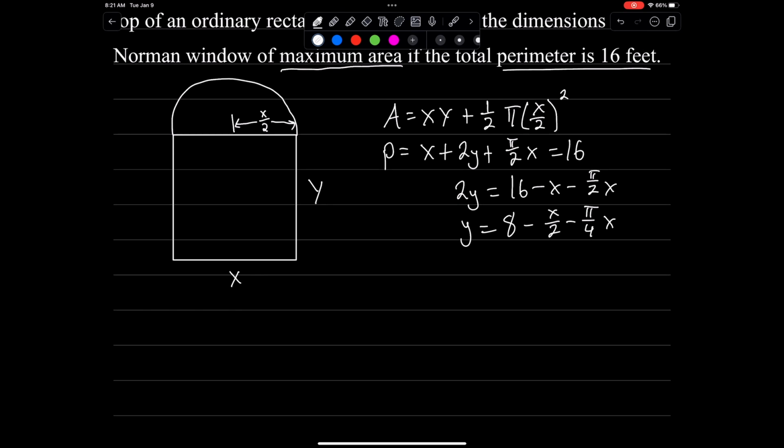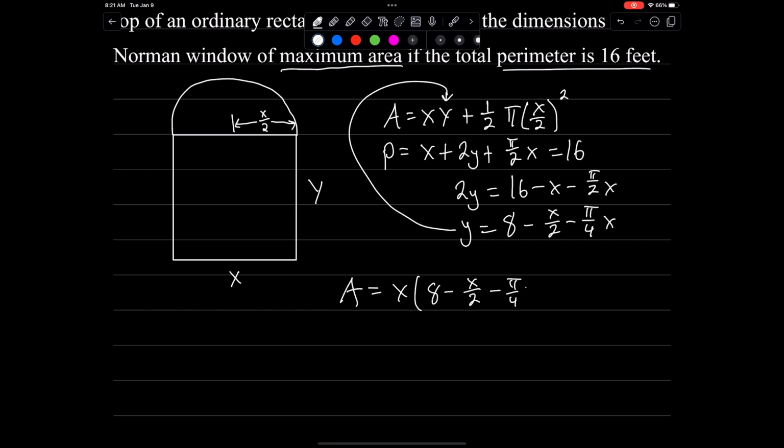So from here, we're going to substitute that into our primary equation. We have A is equal to x times (8 minus x over 2 minus pi over 4 x) plus pi over 2, that's just the 1/2 pi, I'm condensing it down a little bit, times x squared over 4. That is the x over 2 quantity squared that we're dealing with.